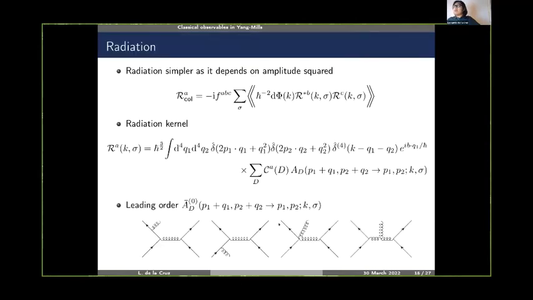So if we now move to the case of radiation, radiation is simpler in the sense that it's more familiar to the things that we know: the observable depends on the square of something that depends on the amplitude. So at leading order, you get this expression for the radiation kernel, which is the thing inside these double brackets. And at leading order in Yang-Mills, all these diagrams will give contributions.